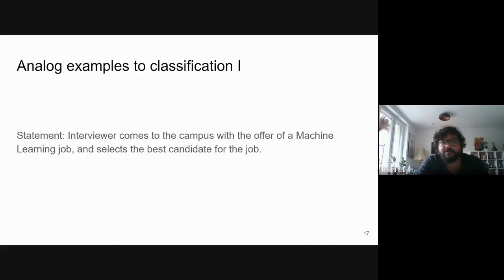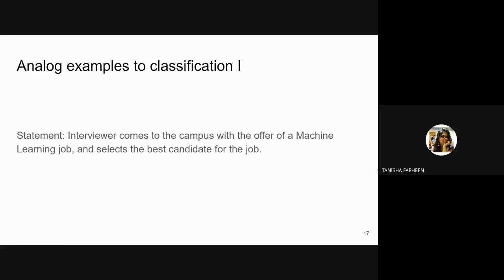It's just a general statement that an interviewer comes to the campus with an offer of a machine learning job and selects the best candidate for the job. Now, what we need to do is interpret this statement as a machine learning problem, as a classified database problem. Now, can anyone tell me how can we approach it? Maybe people who know about machine learning and don't know, that can be the first basis of the classification.